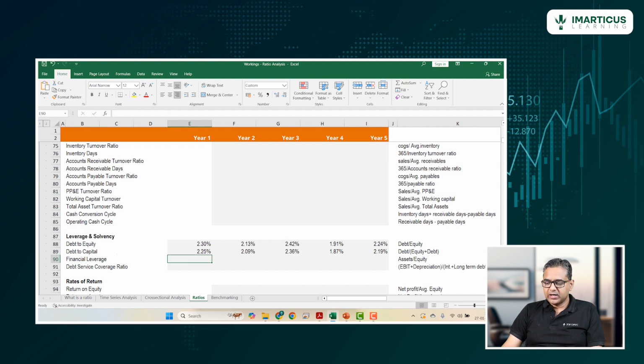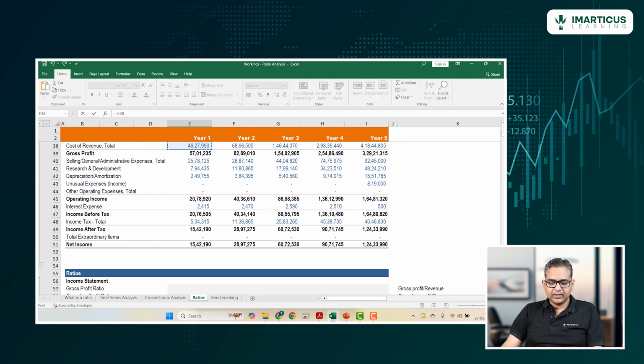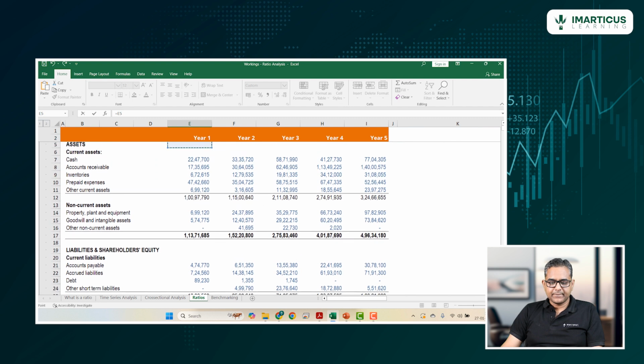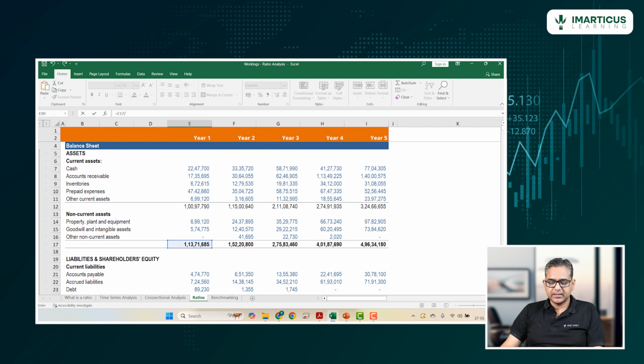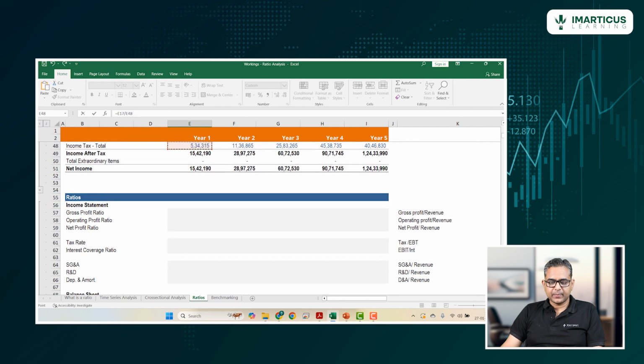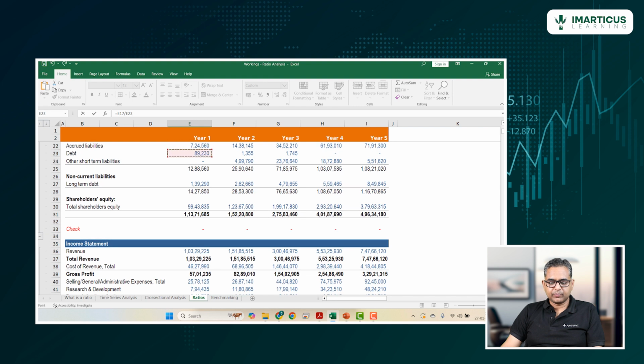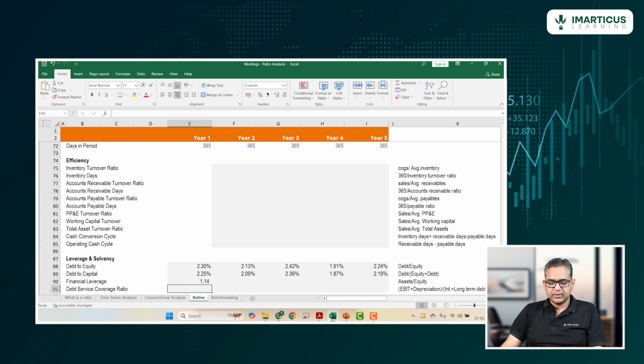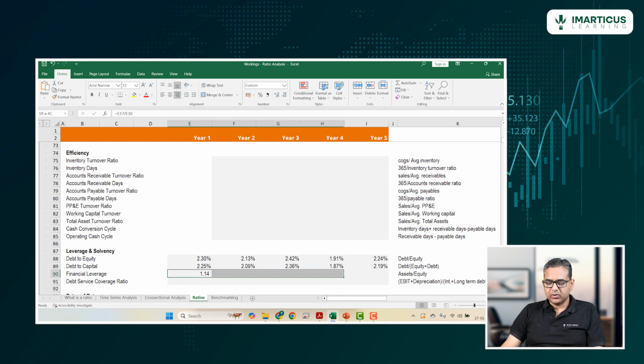Next, let's look at financial leverage, which is equal to total assets upon total equity. Total assets here we have current assets, non-current assets. So this is total assets divided by total equity. This is total shareholders equity. Okay, so this is our financial leverage, total assets upon total equity. Looking at these numbers, it is going up slightly from 1.14. It has reached 1.31. So we can say that company is relying a little more on debt. That's why this ratio is going up.